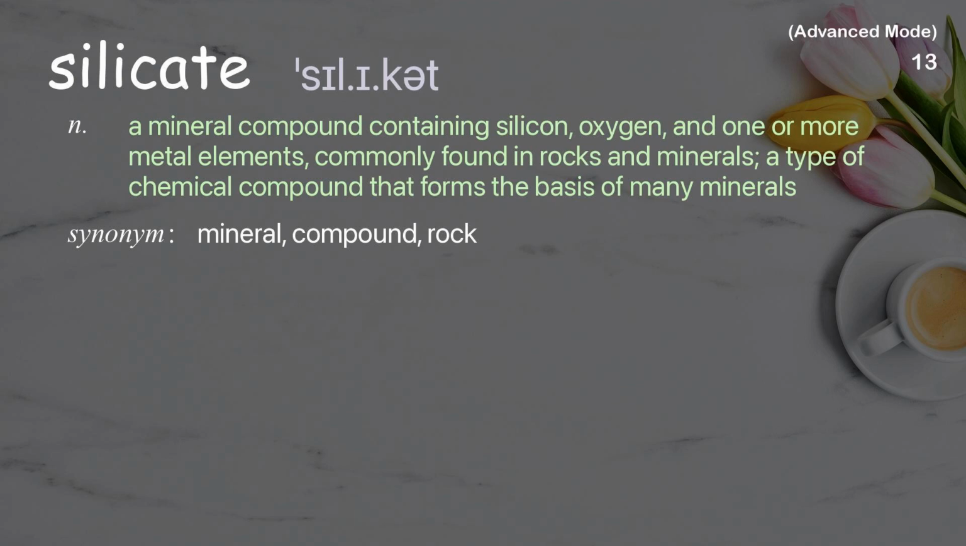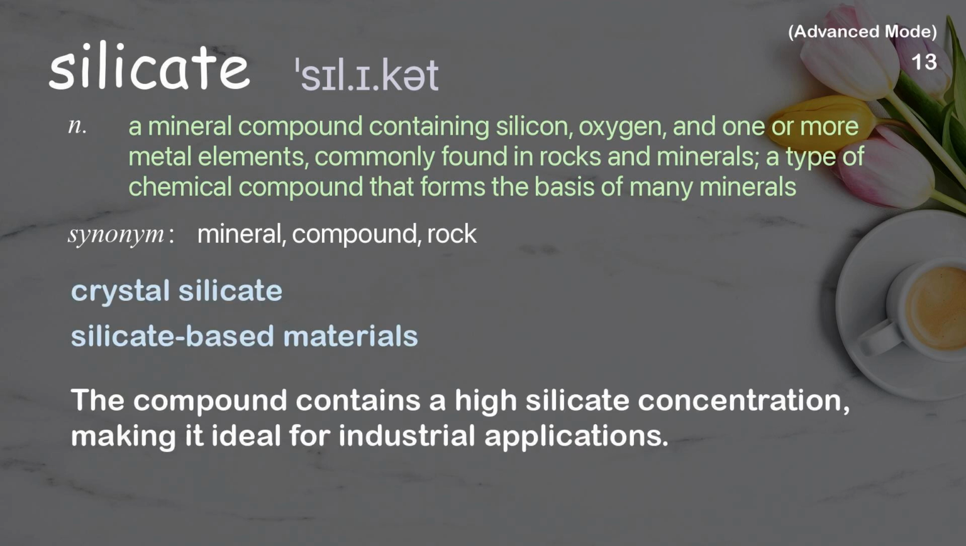Silicate. A mineral compound containing silicon, oxygen, and one or more metal elements, commonly found in rocks and minerals, a type of chemical compound that forms the basis of many minerals. Examples: Crystal silicate, silicate-based materials. The compound contains a high silicate concentration, making it ideal for industrial applications.